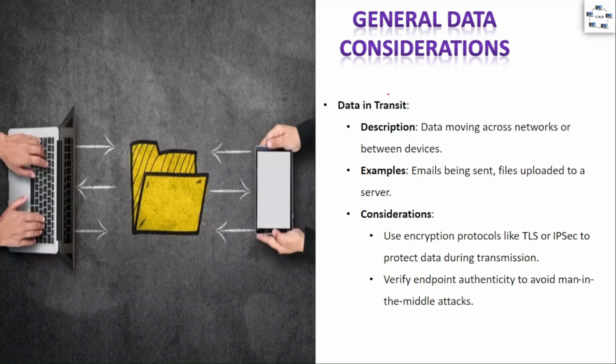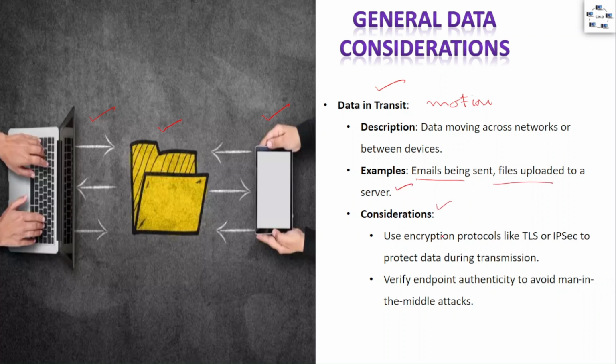Another data state is the data in transit, or also known as data in motion. This is the data moving across networks or between devices such as this one. If you are, let's suppose, transferring data from one device, let's suppose laptop, to this smartphone or vice versa, then this data is basically in transit. It may be a wireless network, it may be a wired network, but this is the data in transit or in motion. Examples include emails being sent, files uploaded to a server.